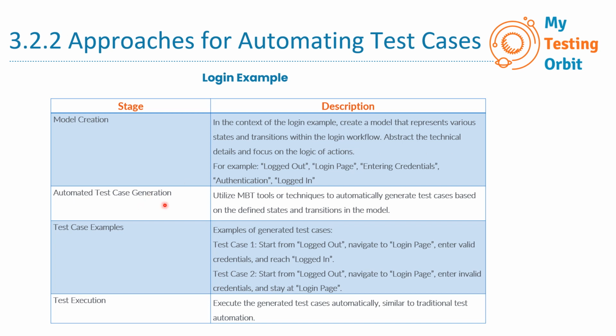The next one is automated test case generation. Utilize MBT tools or techniques to automatically generate test cases based on the defined states and transitions in the model. Test case examples. So let's have a look at a few examples of the generated test cases. Test case 1. Start from logged out, navigate to login page, enter valid credentials and reach logged in. Test case 2. Start from logged out, navigate to login page, enter invalid credentials and stay at login page.